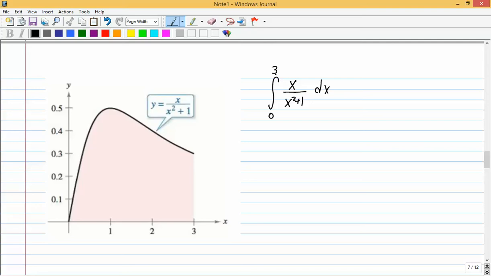Now, I've already worked out the integral, right? But I'm going to rework it real quick. u equals x squared plus 1, so du equals 2x. That x is present, like it has to be. So I rewrite this as 1/2 times the integral of 1 over u du, and the integral, again, is evaluated from 0 to 3. So this equals 1/2 times the natural log of the absolute value of u, evaluated from 0 to 3.